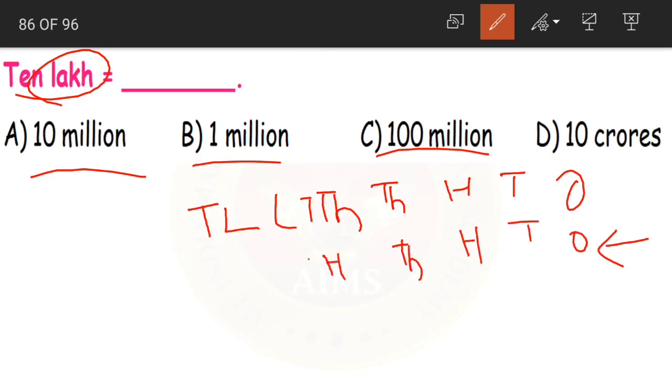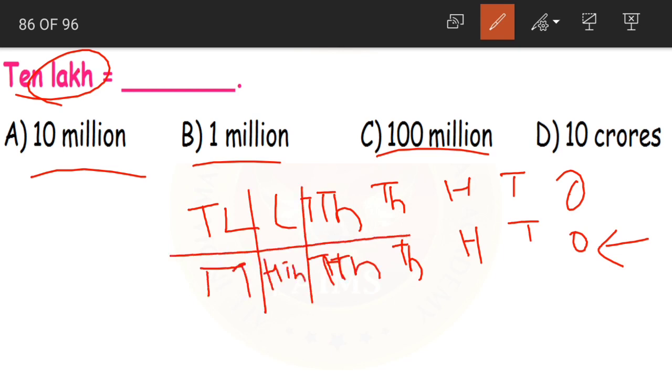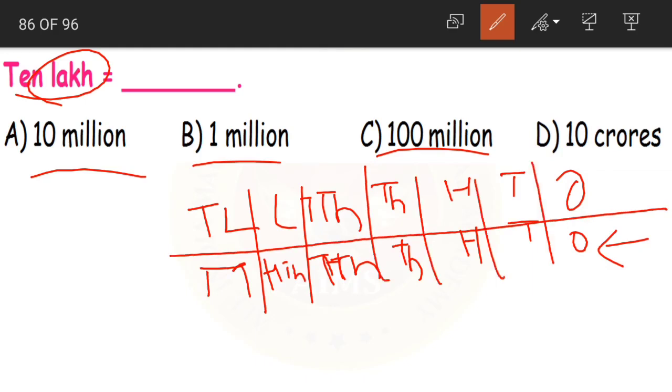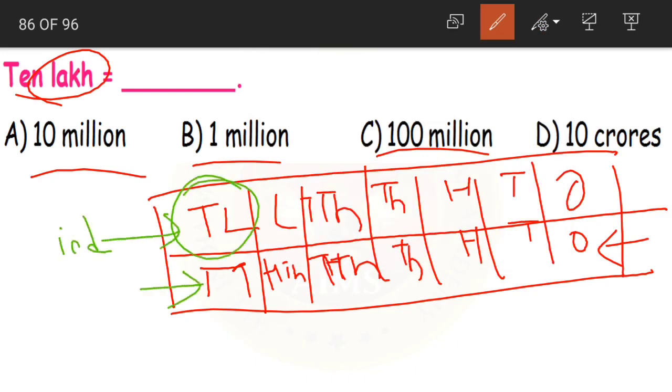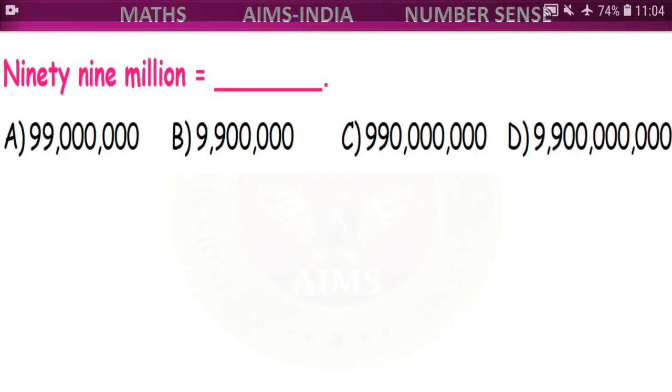Ones, tens, hundreds, thousands, 10,000s, 100,000s, and what do we have after 100,000s? 1 million. Yes or no, children? We have 1 million in the international system. So from this, what did we find out? 10 lakhs in the Indian system is equal to 1 million in the international system. So option B, 1 million becomes our correct answer.